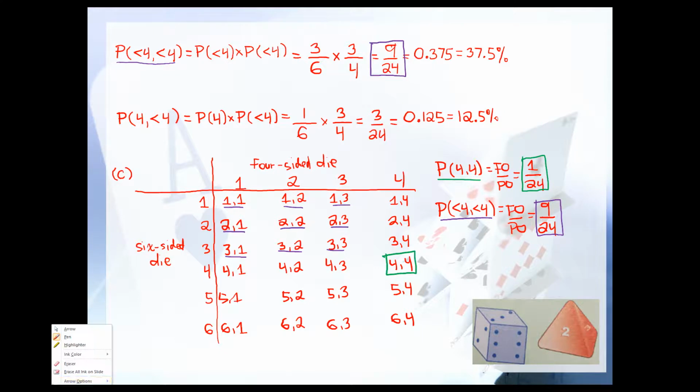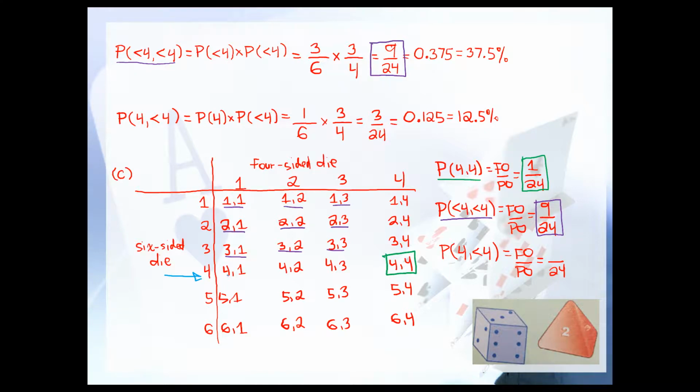Okay, let's confirm the last one. The last one was, what's the probability of obtaining exactly a 4 on the 6-sided die, and less than a 4 on the 4-sided die? That would be your favorable outcomes over the possible outcomes, 24 possible outcomes. How many ways can you get exactly a 4 on the 6-sided die and less than a 4 on the 4-sided die? We're going to focus on this row in the table, because this row is exactly a 4 on the 6-sided die.